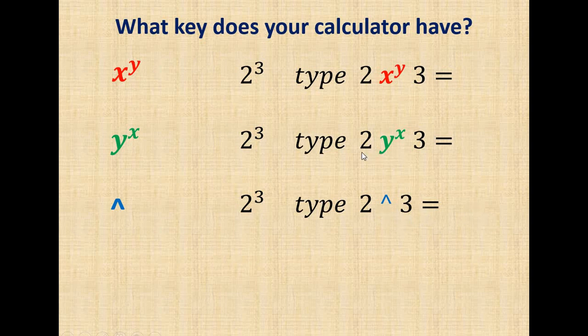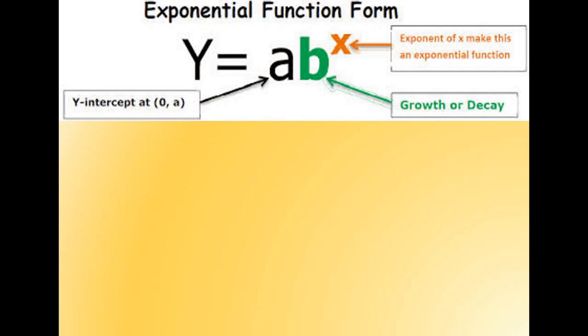and then there's my answer. So you'll notice that how I'm going to type that in is exactly the same no matter which key I've got. But it's just that recognition that these keys tell you that you're going to type in base, then the key, then the exponent, and then your equal sign, and then you've got your answer. Okay, so that's how you're going to use your calculator to do this.